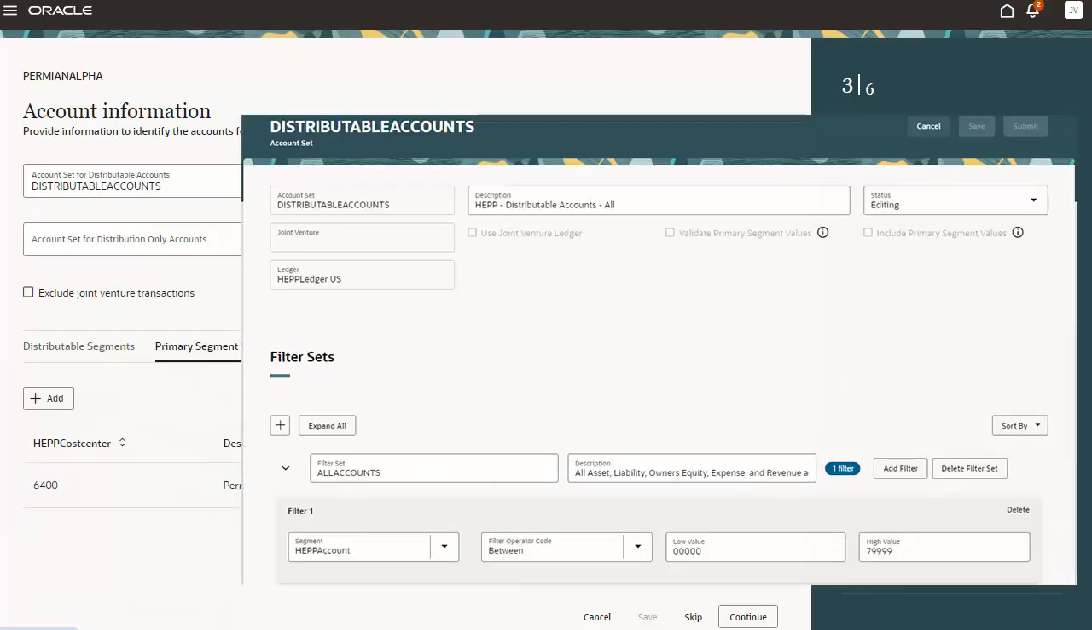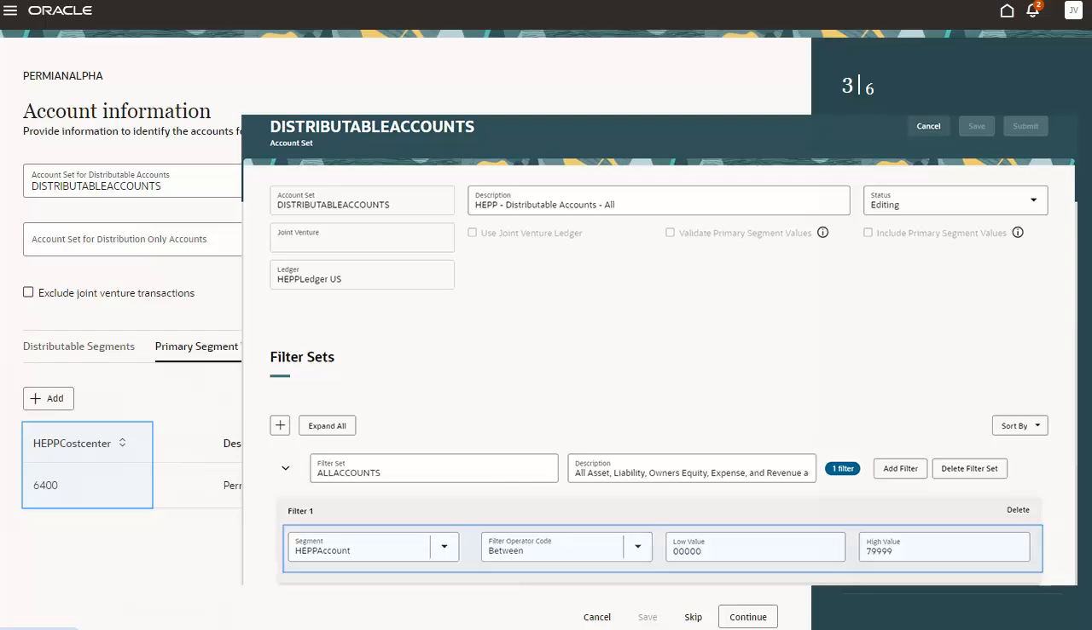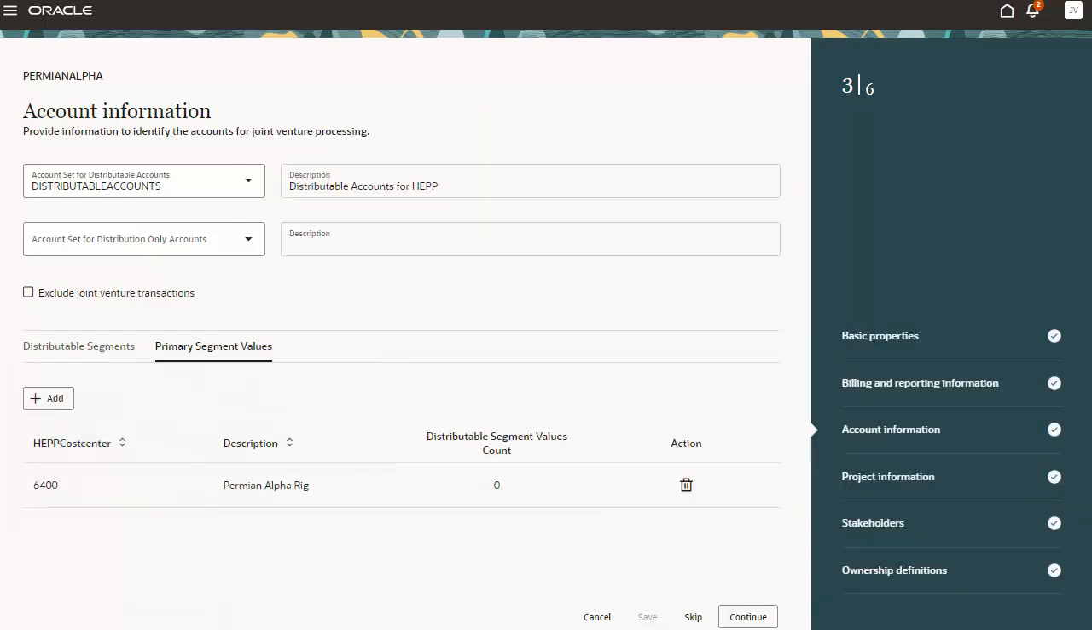Here is the definition for the account set, distributable accounts. Hence, transactions for Cost Center 6400 that have been defined as distributable on the account set named distributable accounts will be identified for joint venture processing. Next, let's look at the project information.